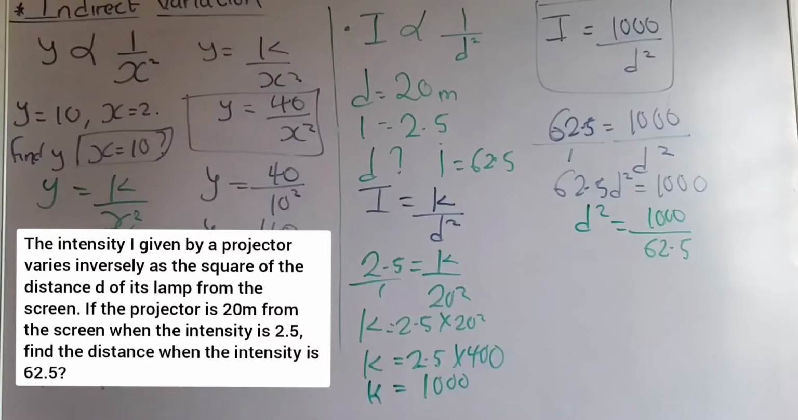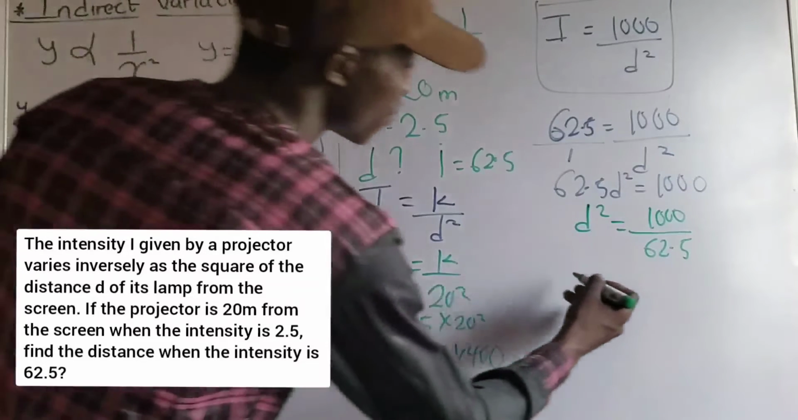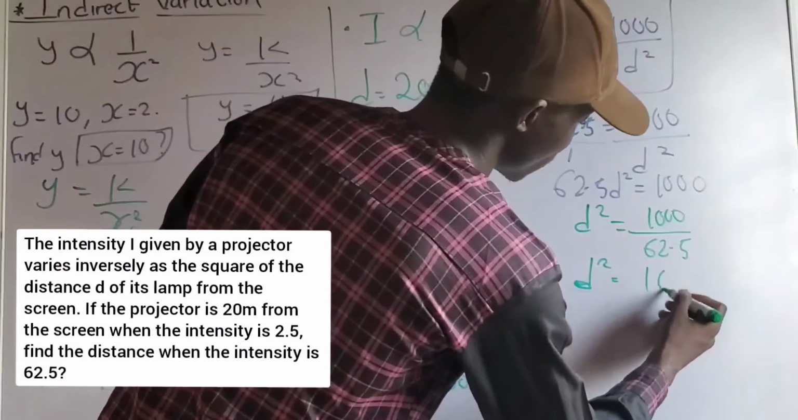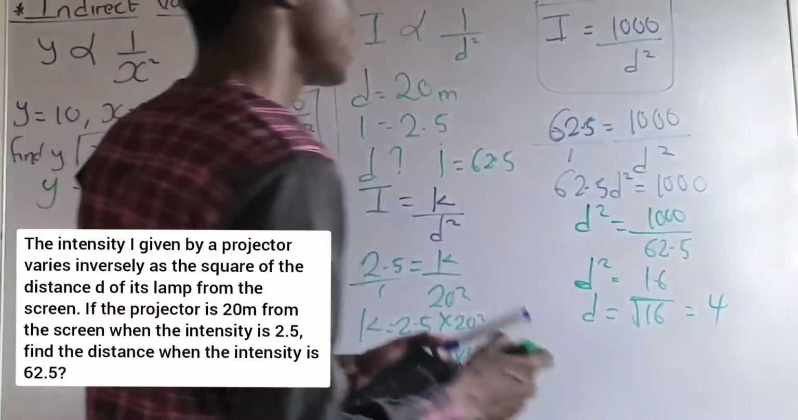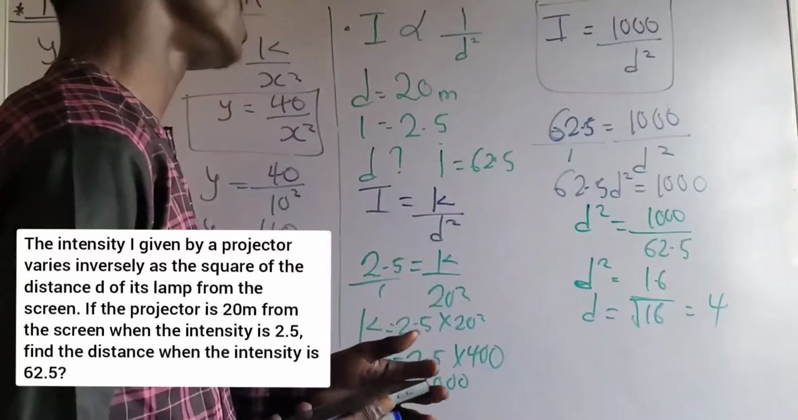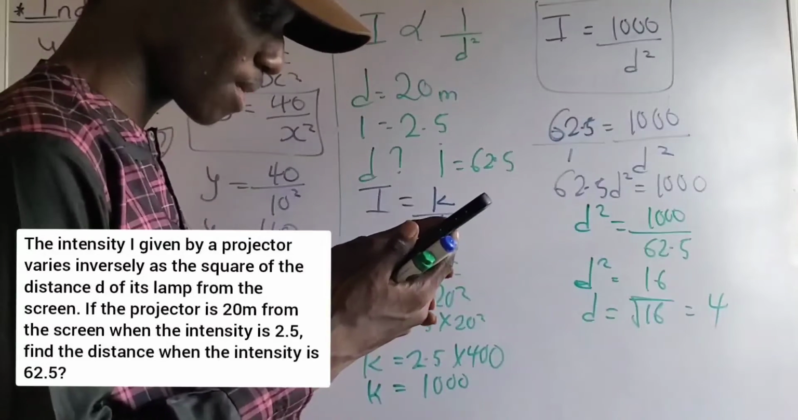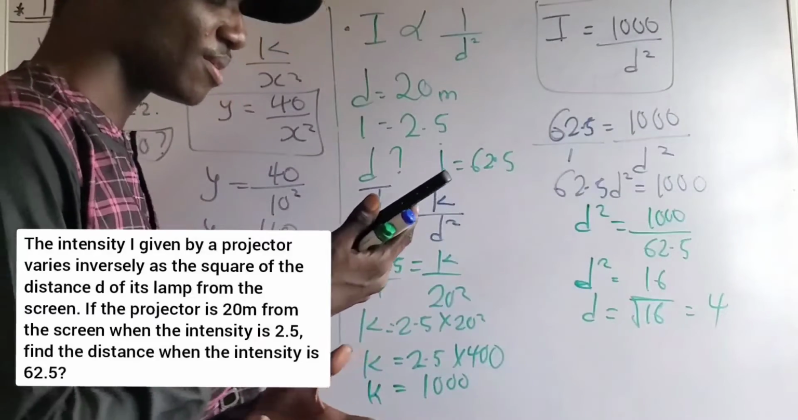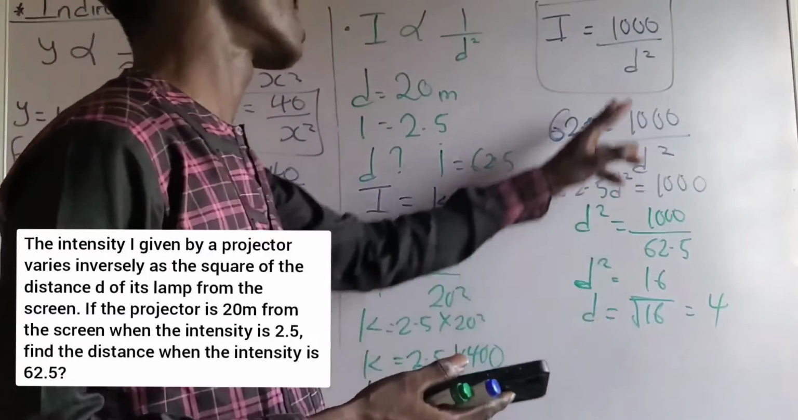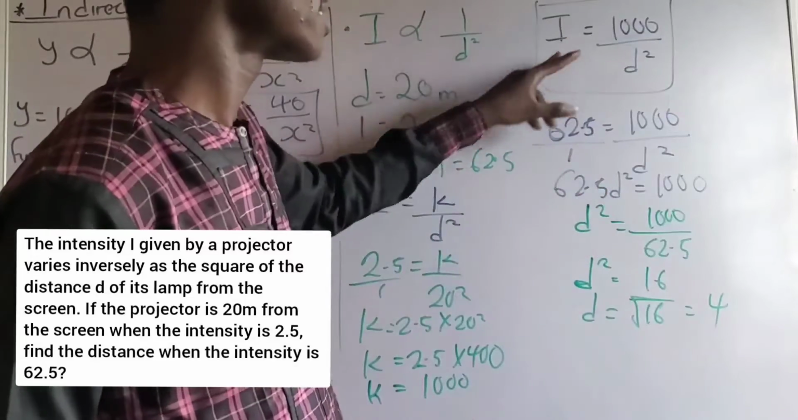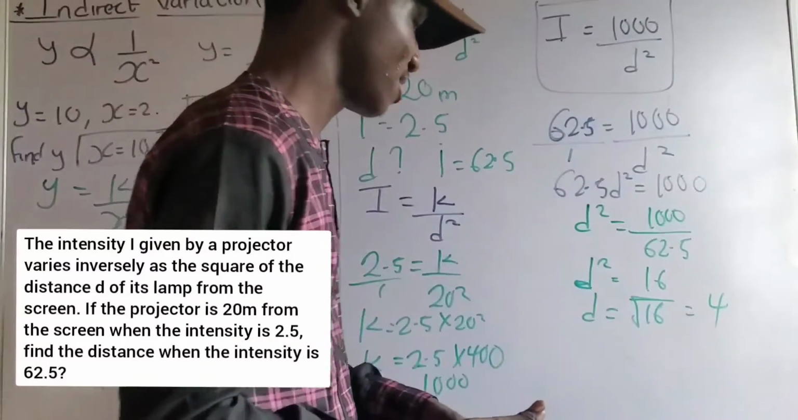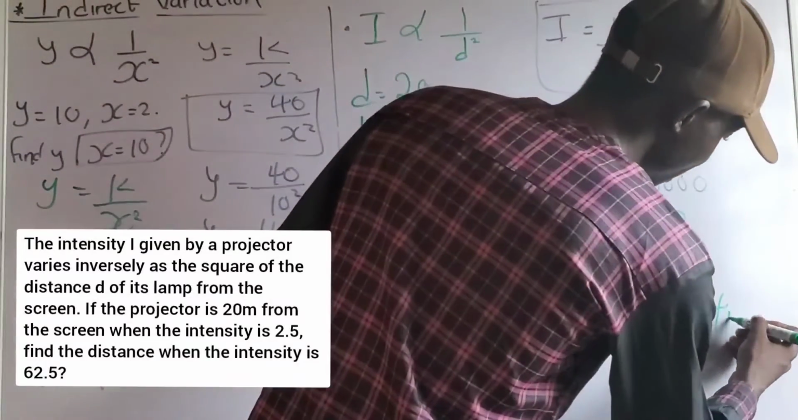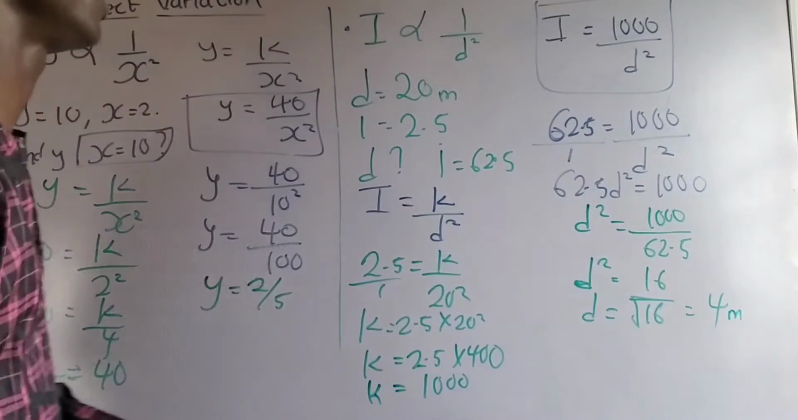Now 1000 divided by 62.5, the answer is 16. So I'm going to have D squared equals 16, so D equals the square root of 16. The square root of 16 is what? 4. So when the intensity is 62.5, D, which is the distance of the lamp from the screen, is 4. Do you understand? The unit is meter, so the distance is 4 meters. That's the solution to the question.